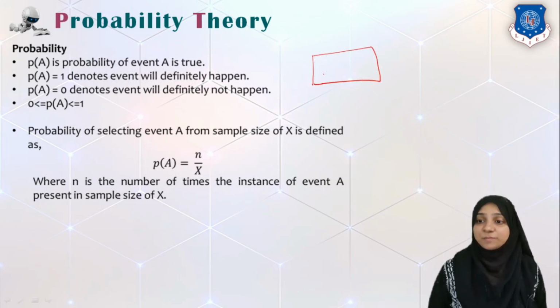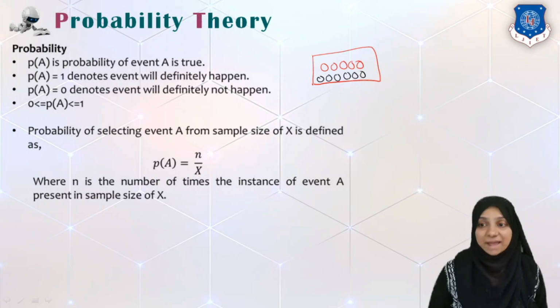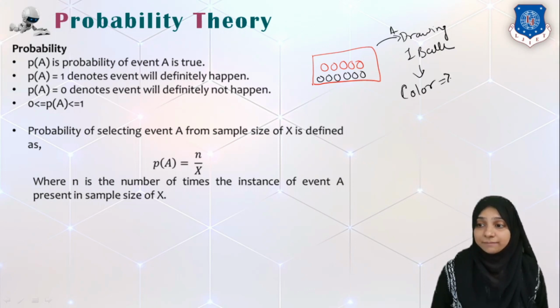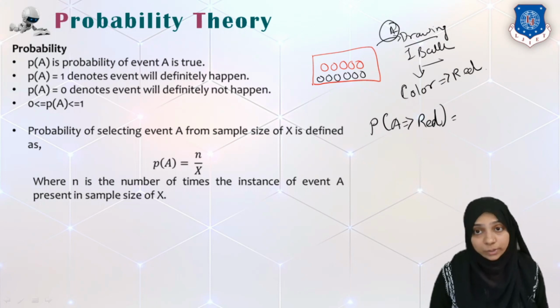Say for example, this box contains 1, 2, 3, 4 and 5 red balls, and in the same box there are 1, 2, 3, 4, 5 and 6 black balls. If there is an event A of drawing one ball out, what is the probability that this ball will be red in color? So drawing one ball is my event A, and the probability that this event leads to a red ball is called P of A equal to red.